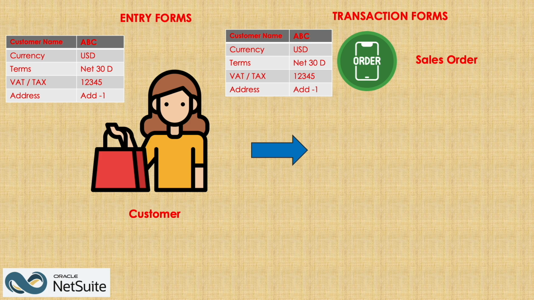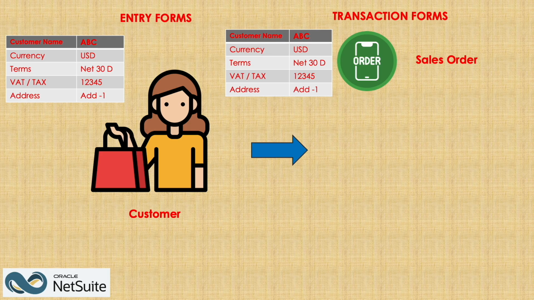The customer name automatically appears. The currency is already filled as USD. The payment terms are shown as net 30 days. The tax number is already populated. And the address details are automatically pulled in. Why does this happen? Because the sales order, which is a transaction form, copies the information from the customer master record. That's why it's very important to create the master record carefully and accurately, because any mistake in the master record will automatically flow into every transaction.